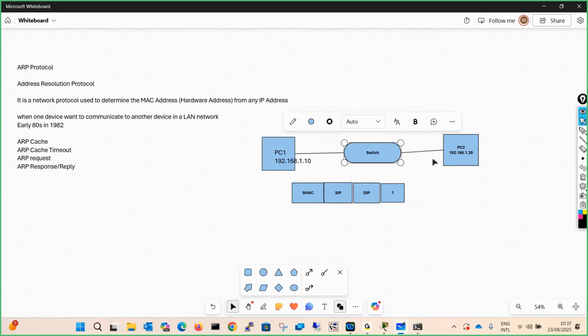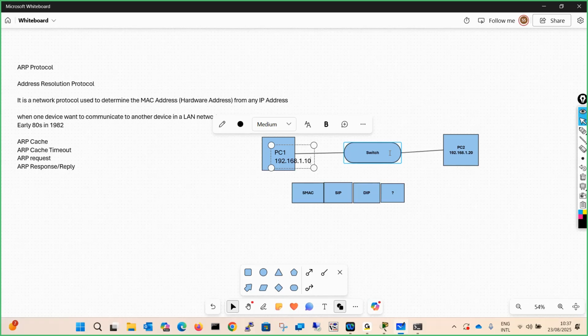Now, the sender device has broadcasted. PC1 has broadcasted the ARP request. Which ARP request? This one, which contains source MAC, source IP, destination IP, and the MAC address of the destination is unknown. Because this is a broadcast message, every device connected on this switch will get it. If there are 100 PCs connected to this switch, all of them will get the broadcast message. But you know what will happen?